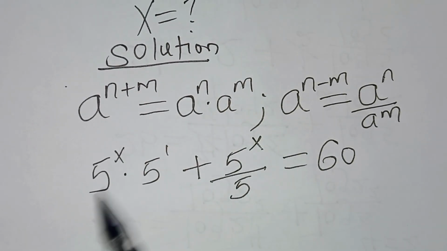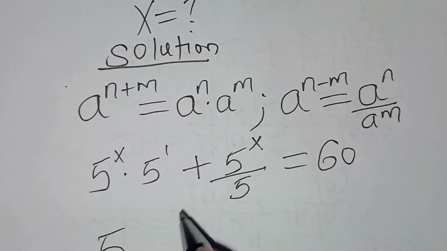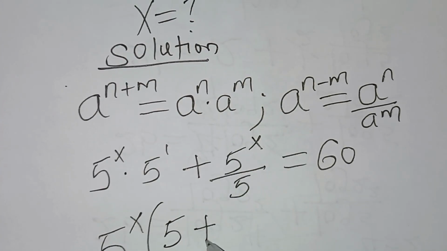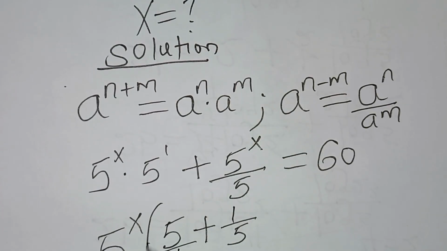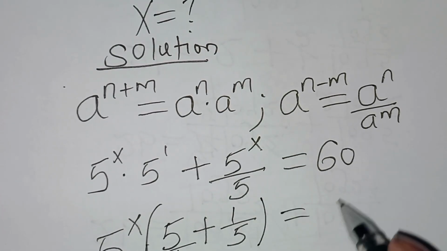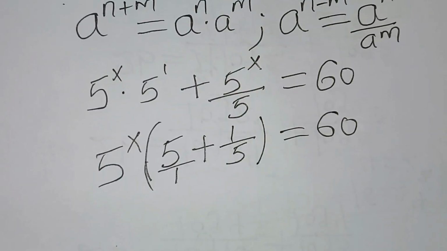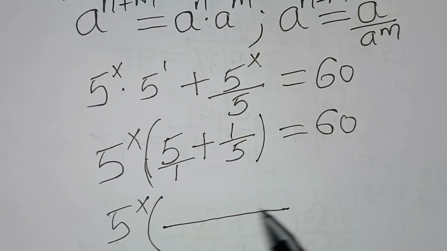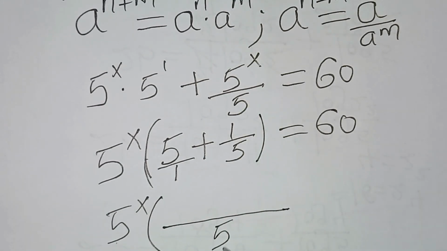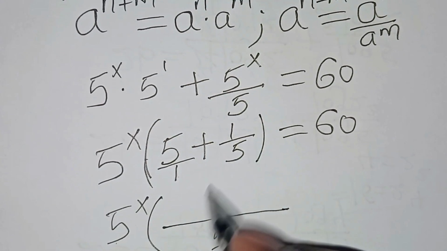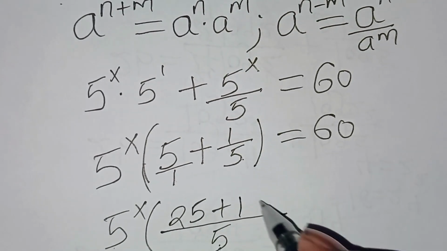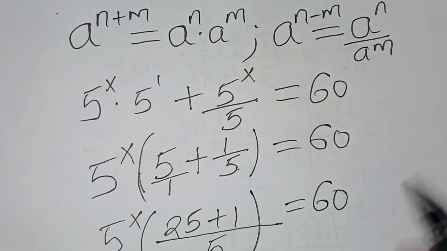Now the next step here, 5 to the power x is common, so let's factor out 5 to the power x, so that here we'll have 5 plus 1 over 5. So 5 is our whole number, so this is over 1. Then this is equal to 60. Now here we'll have 5 to the power x into the bracket. The LCM here is 5. So you'll have 5 divided by 1, this is 5, 5 times 5, this is 25. Plus 5 divided by 5, 1 times 1, this is 1. All this is equal to 60.